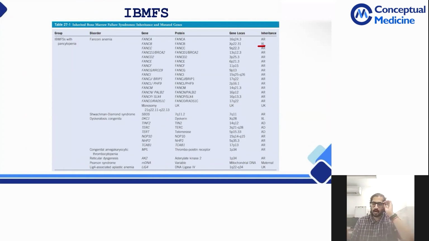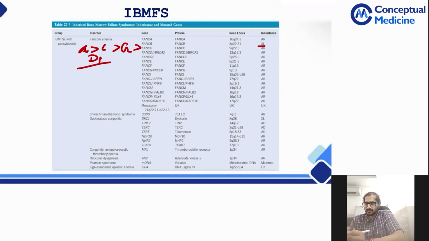And remember the order of the commonest Fanconi genes. Fan K is more common than Fan C. Fan C is more common than Fan G. Then it's more common than Fan D1, also called BRCA1. Fan D2. So Fan K is common, then Fan C, Fan G, and Fan D2. Fan D2 is also called BRCA1 mutations.